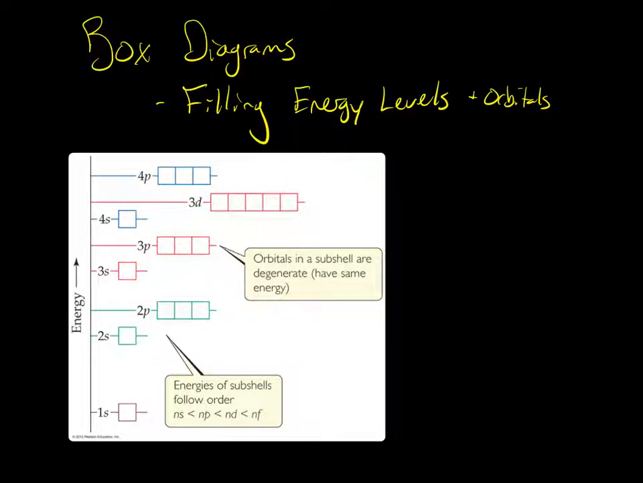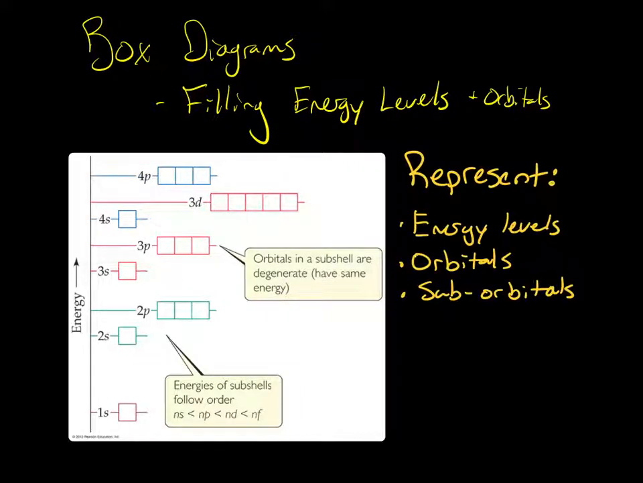This video lesson covers box diagrams and the 3 rules that are taken into account when filling box diagrams. Box diagrams are a convenient way for scientists to represent the energy levels, their orbitals, and their suborbitals. And typically what happens is we draw box diagrams starting from the bottom to the top. So let's begin down here.